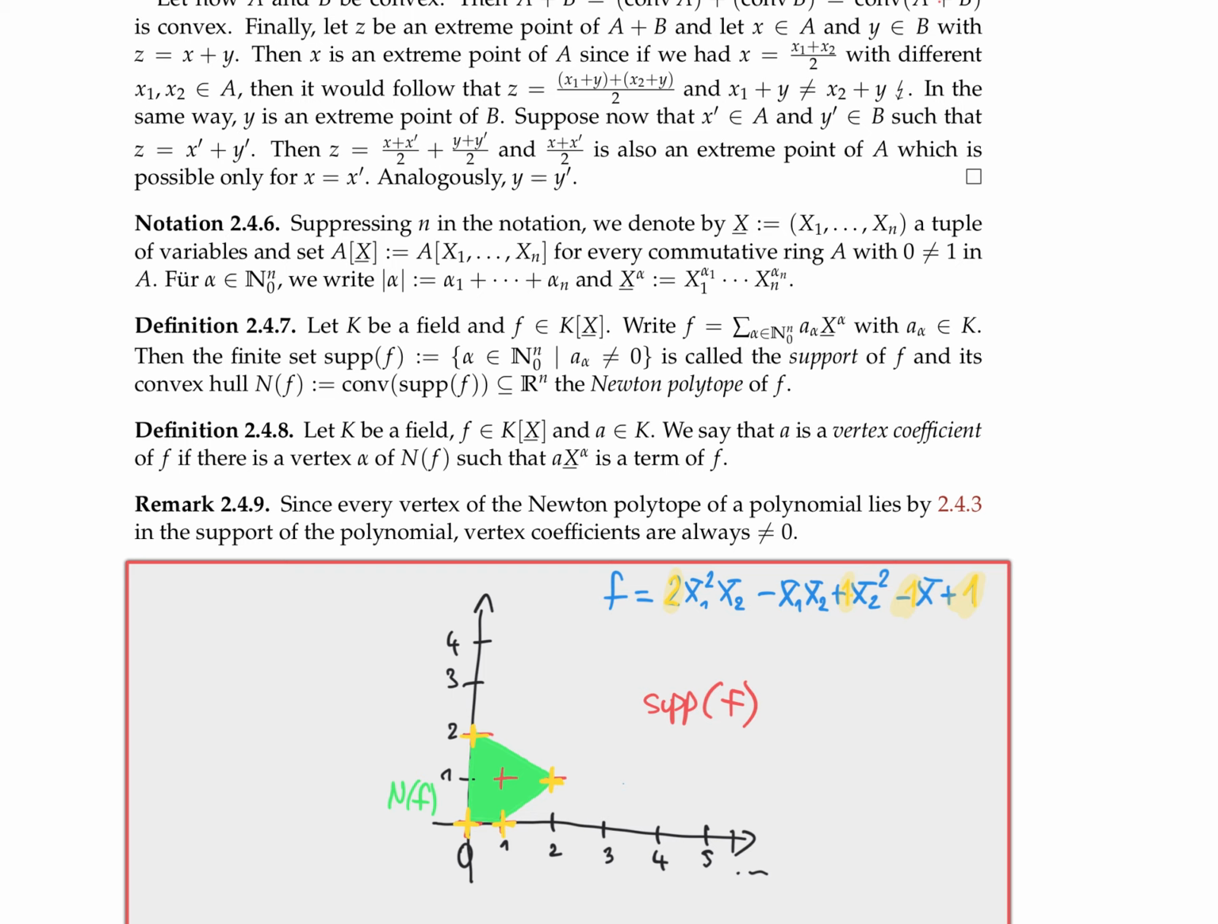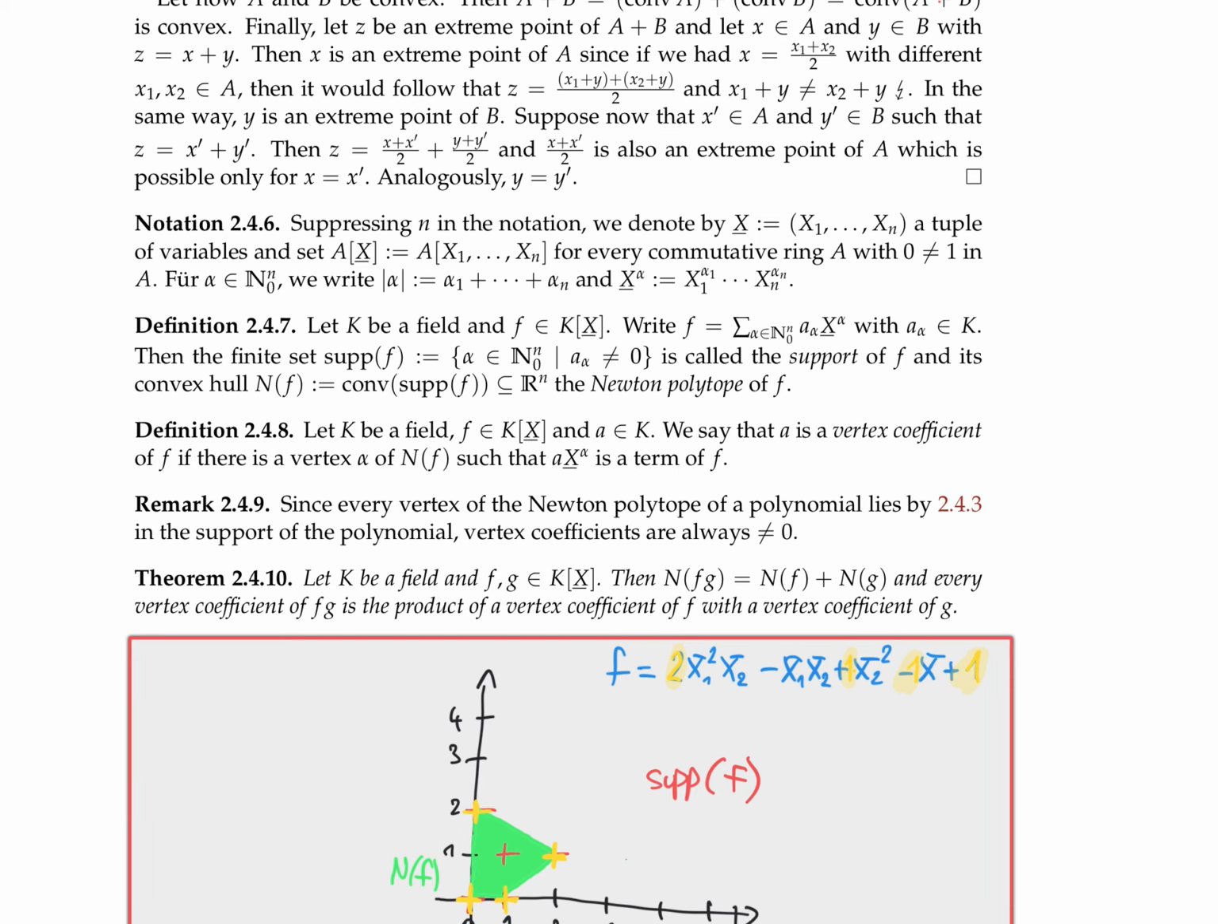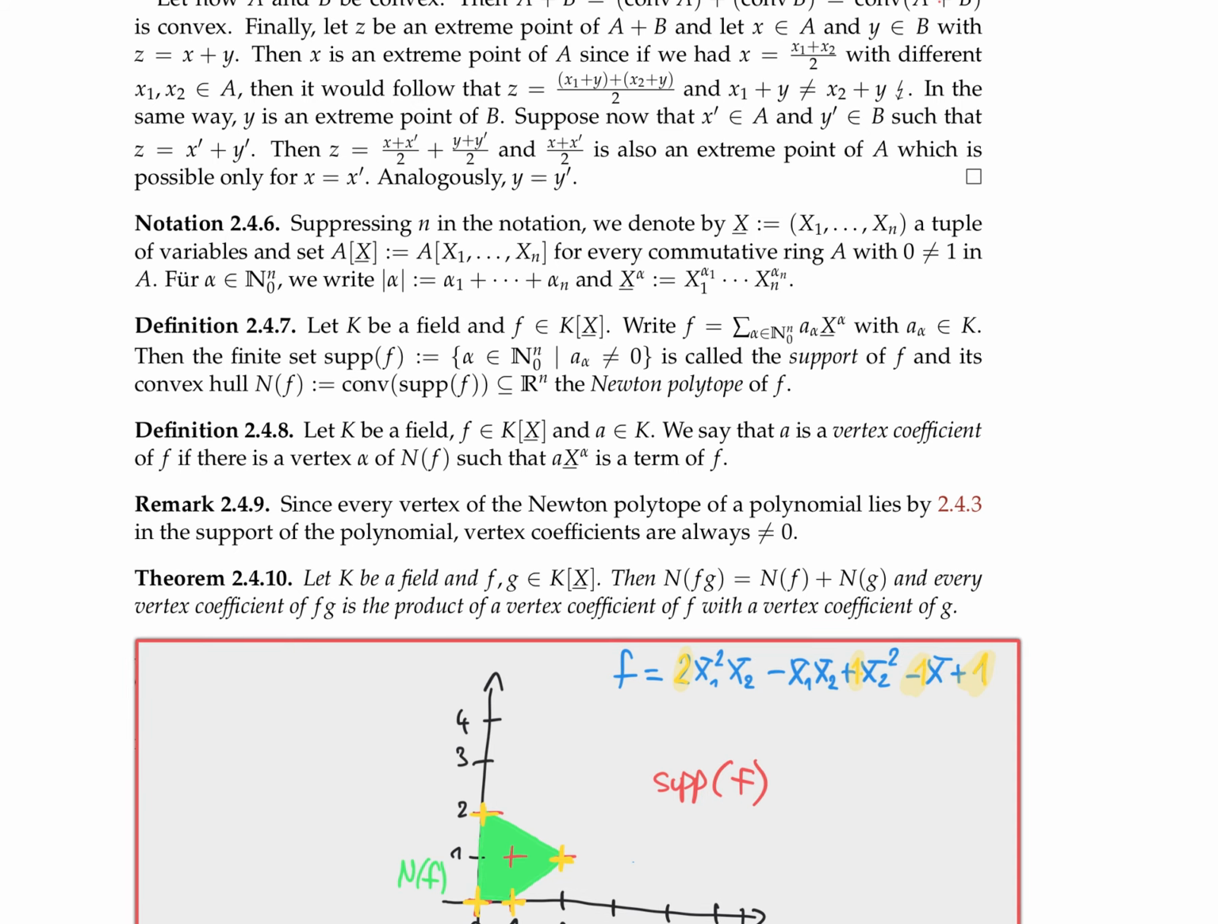So since every vertex of the Newton polytope of a polynomial lies in the support of the polynomial, vertex coefficients are always non-zero, because of course, by the very definition of a support. Okay. Let K be a field and f, g be polynomials.